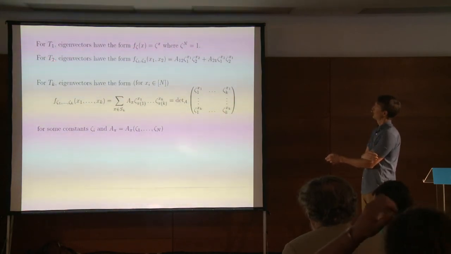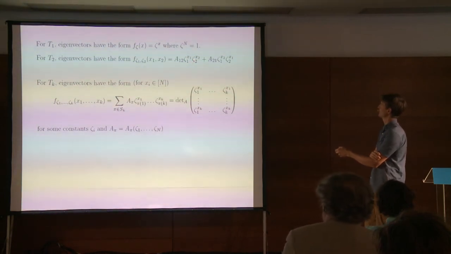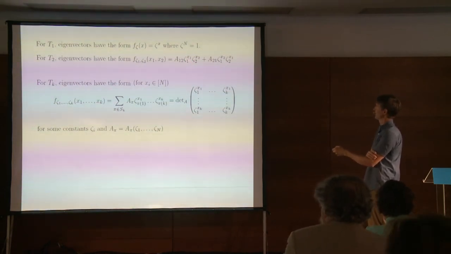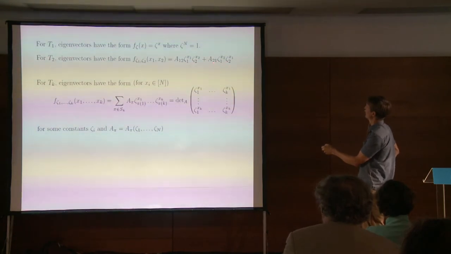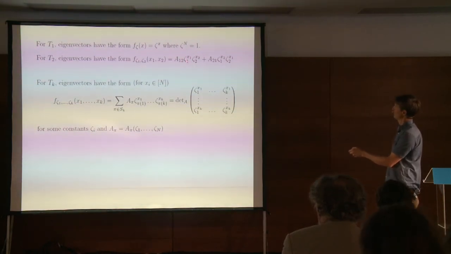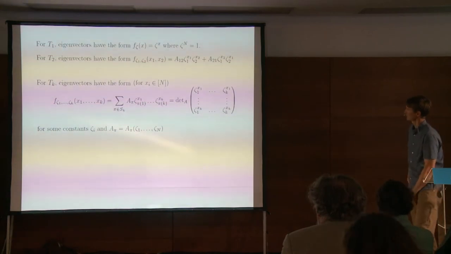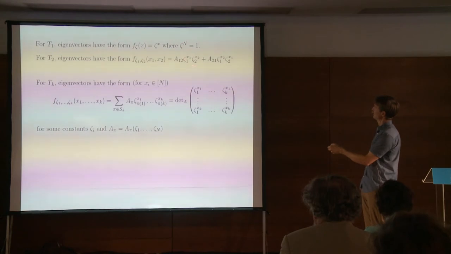And with some more work, for when you have two particles, you have a similar form for the eigenvectors, except it's a sum of two exponential functions. Zeta 1 to the x1, zeta 2 to the x2, plus zeta 1 to the x2, zeta 2 to the x1. The difference between these two terms, well, they have different coefficients, but you just interchange which complex base goes with which coordinate. And the general form is exactly the generalization of this.